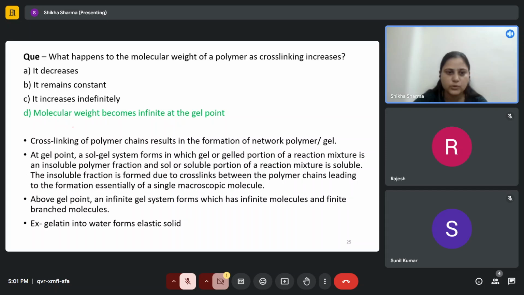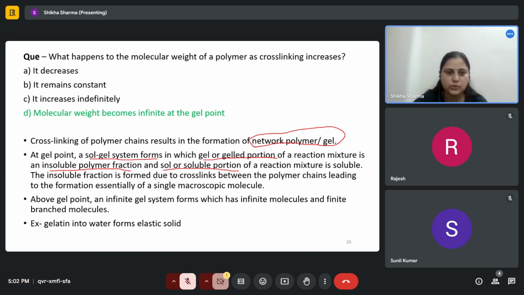So what happens is, when there is more cross-linking of the polymer chains, network polymers or gels will form, right? This gel will be formed. At the gel point, there is a sol-gel system in which some part is the gel or gelled portion in the reaction mixture, an insoluble polymer fraction, and the other fraction is the soluble polymer fraction. So at the gel point there are two systems, a sol and a gel. Sol is the soluble part and gel is the solid or insoluble polymer fraction.